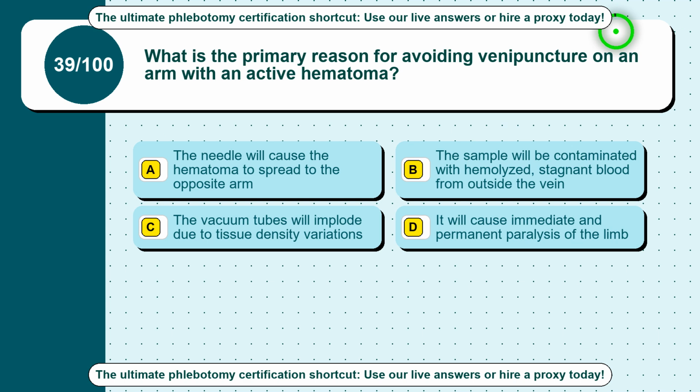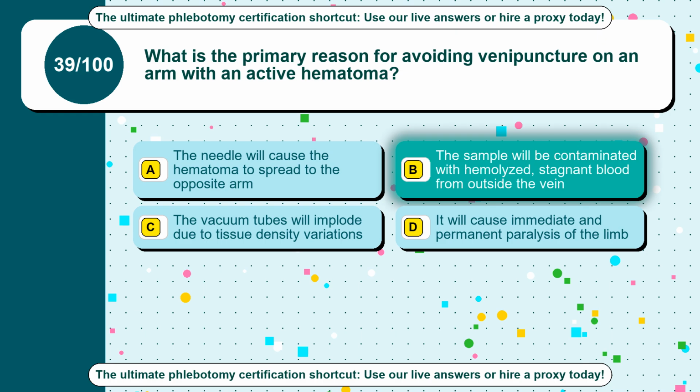Question 39. What is the primary reason for avoiding venipuncture on an arm with an active hematoma? Option A, the needle will cause the hematoma to spread to the opposite arm. Option B, the sample will be contaminated with hemolyzed, stagnant blood from outside the vein. Option C, the vacuum tubes will implode due to tissue density variations. Option D, it will cause immediate and permanent paralysis of the limb.